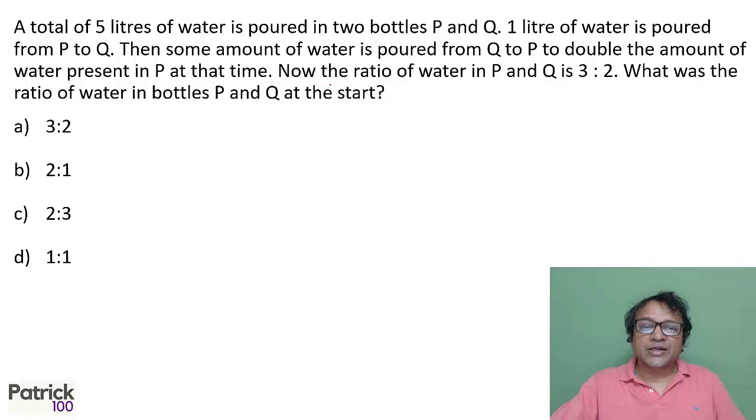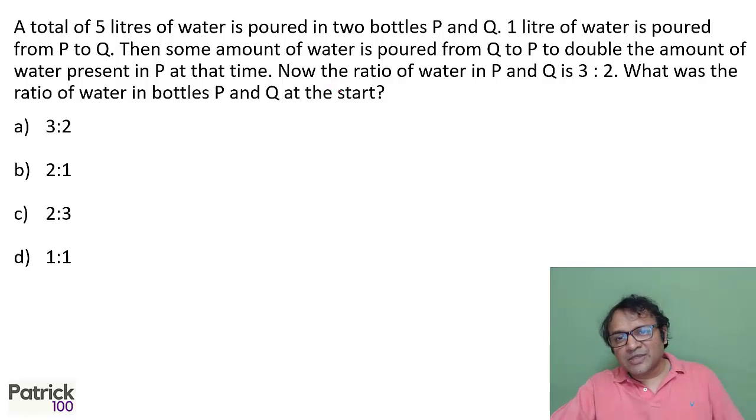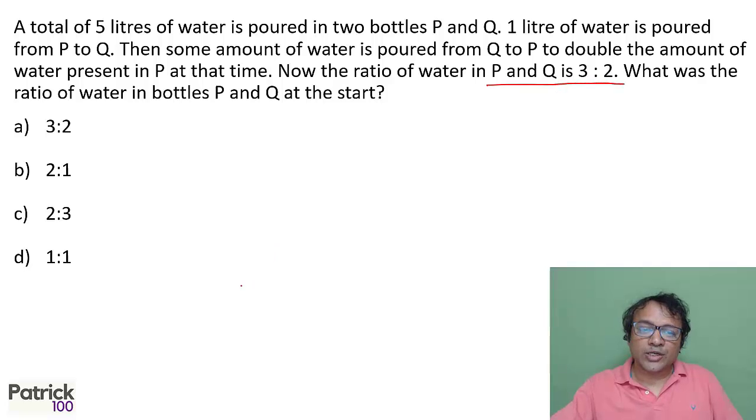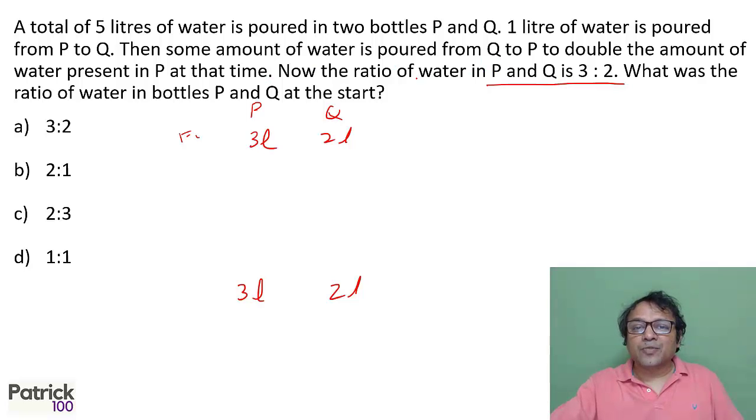A is total of 5 liters. This type of sum, it makes sense to go in reverse and solve, because finally you have 3 and 2 liters, total 5 liters. Let's start with 3 liters and 2 liters finally, P and Q. Now what happens? You have poured from Q to P to double the amount of water present in P. That means before this there was 1.5 liters in P, which means there was 3.5 liters in Q before this step.